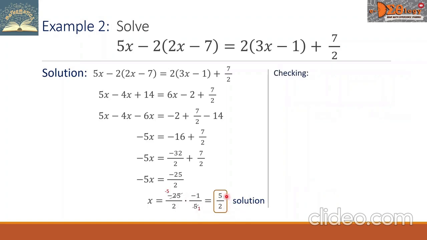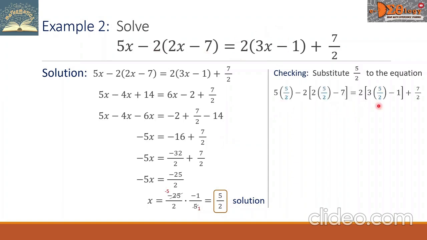Now to check if this is the correct answer, let us substitute 5 over 2 to every x of the equation. So it becomes like this. Now let us simplify. This 5 times 5 over 2 is 25 over 2. Negative 2, we copy here. We multiply 2 by 5 over 2. That becomes whole number 5. Then the minus 7 comes down. Equals 2, we copy here. Multiply 3 by 5, 15 all over 2. Minus 1. And then we copy the plus 7 over 2.